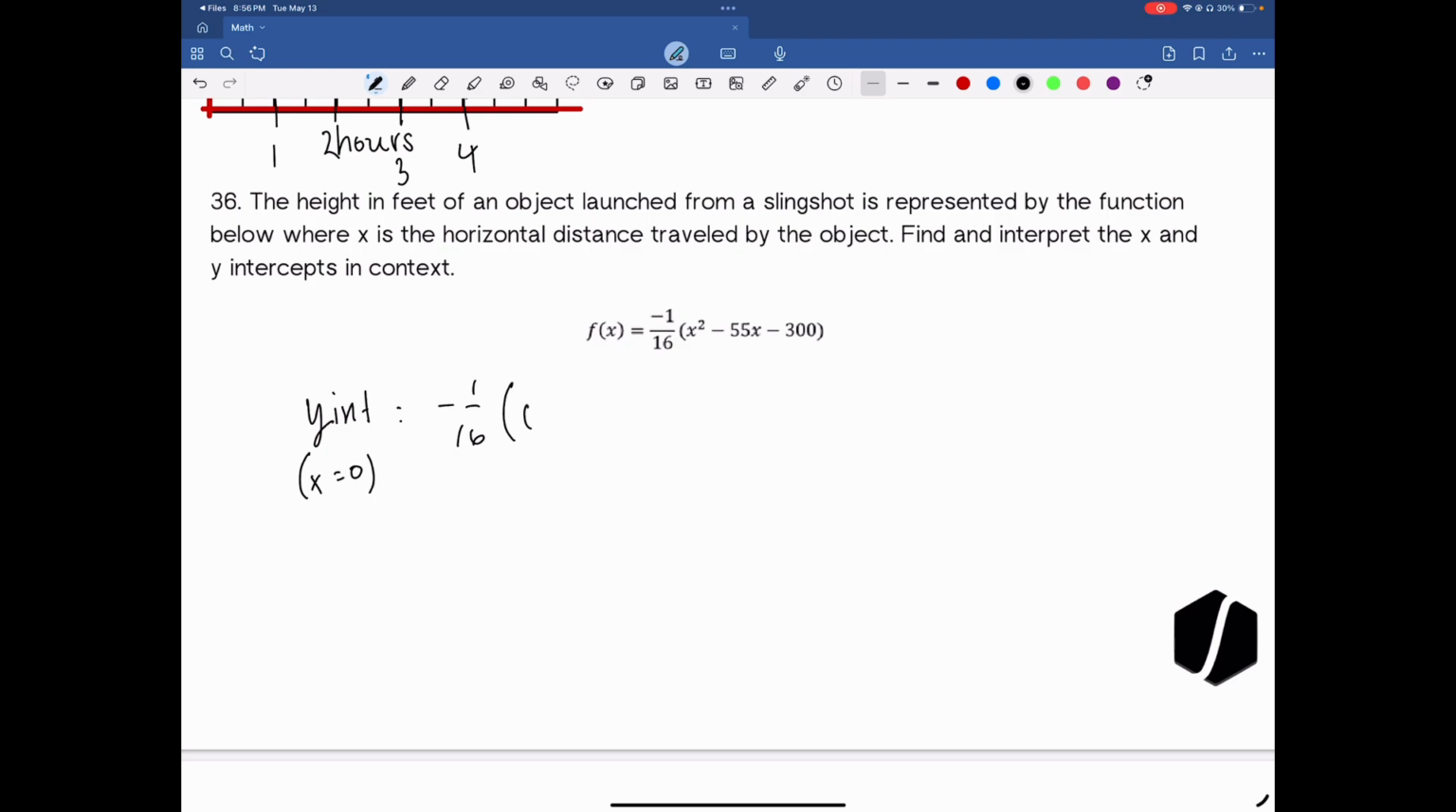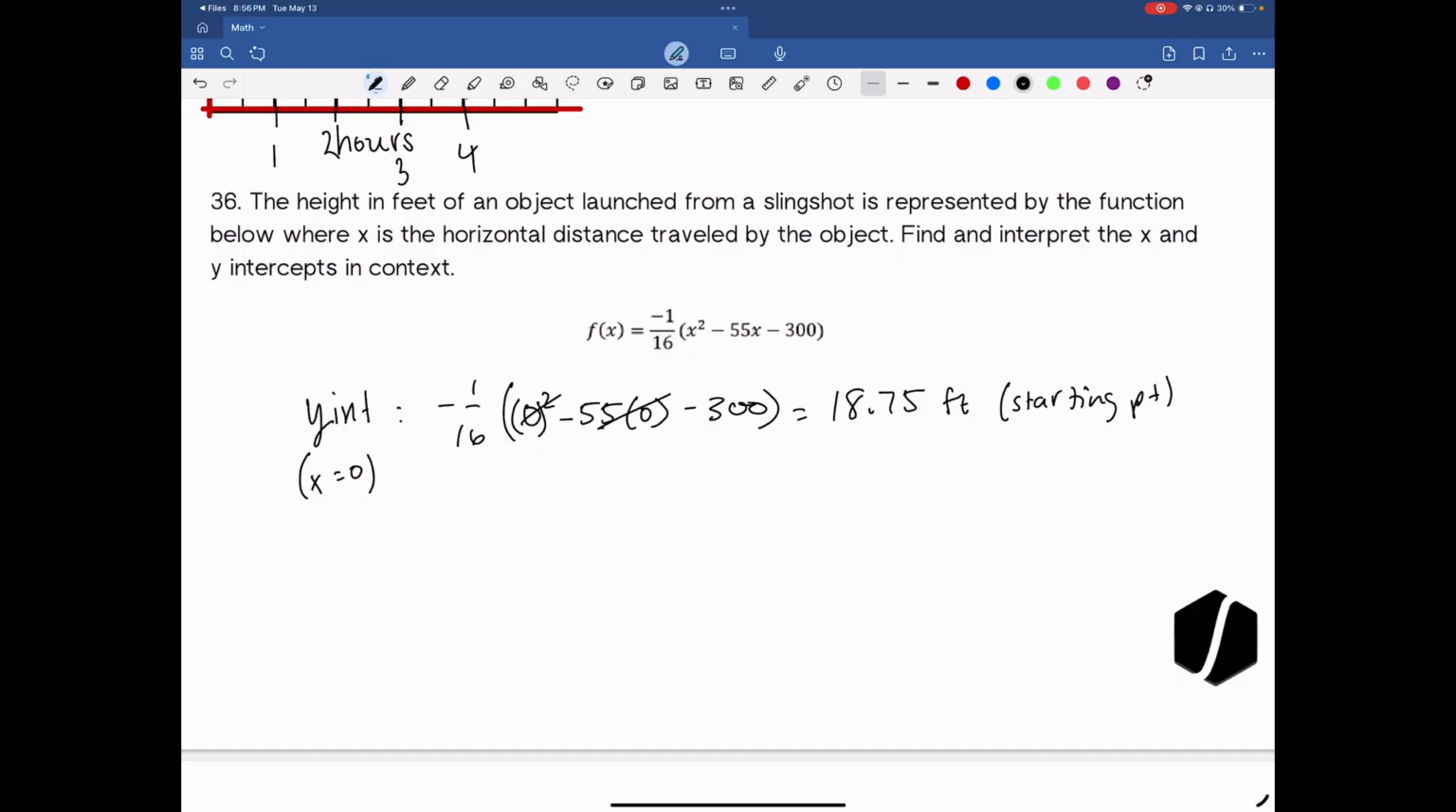-1/16 times 0 squared minus 55 times 0 minus 300. And we're going to solve that. That goes to 0, 0. So really we're doing -300 times 1/16, which is going to be 18.75. So that would be the y-intercept, 18.75, and that would be feet, and that would be the starting point.